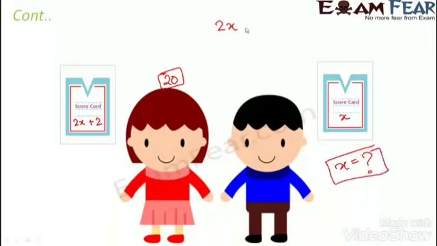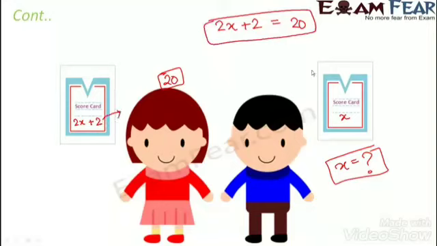So how would your equation look? Your equation would be something like this. 2x plus 2 is equal to 20. Because 2x plus 2 is the score of the girl, assuming that the boy scored X. But actually we know that this 2x plus 2 is equal to 20. So this is your equation, and from this equation you have to find out the value of X. And how do you find the value of X? That is what we will learn in this lesson.